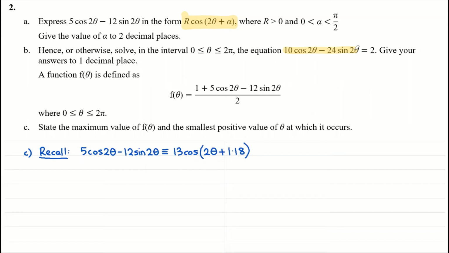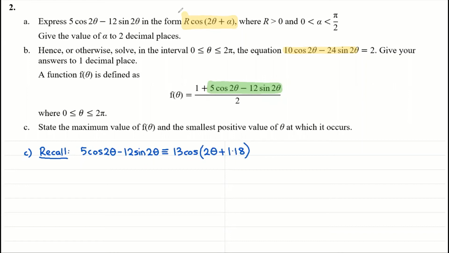Now for part C, we've got this function that's been defined. Now, if you look at the function, it looks vaguely familiar, doesn't it? We've got the bit we're interested in, and we've been interested in it for quite some time now, sat right there. So the question is, can we state the maximum value of this function given the information we've got? Well, let's have a look at this, and we also have to state the value of theta at which it occurs.